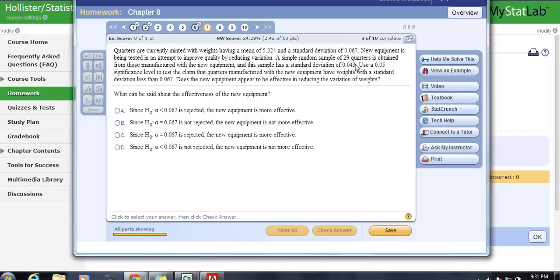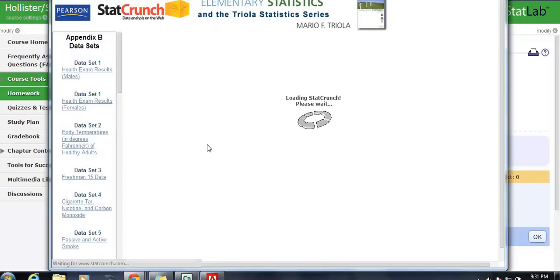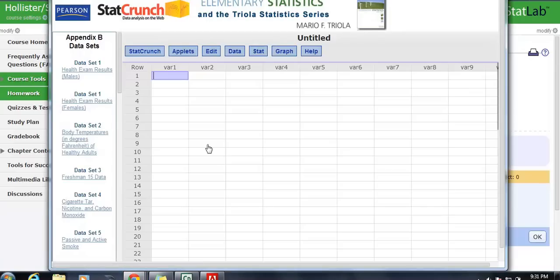Okay, we have a sample of 29 quarters. They're obtained from the new equipment. They have a standard deviation of 0.043. You're going to use the 0.05 significance level to test the claim that they have a weight with a standard deviation less than 0.067. Does the new equipment appear to be effective in reducing the variation of weight? So again, we're looking at a problem having to do with variation.